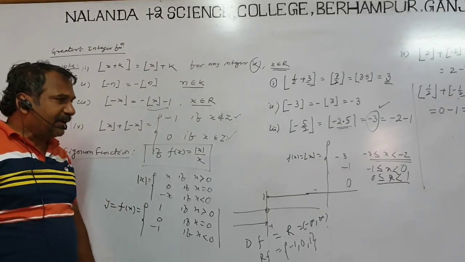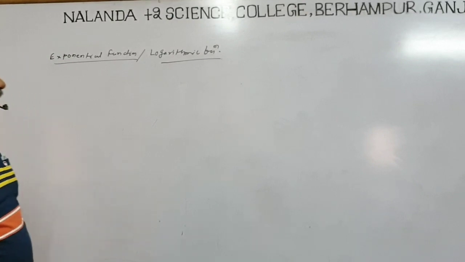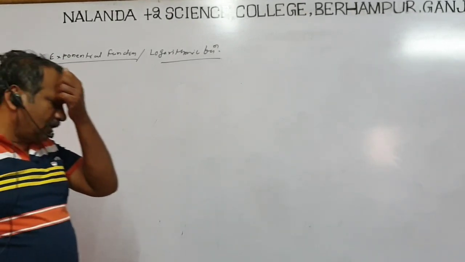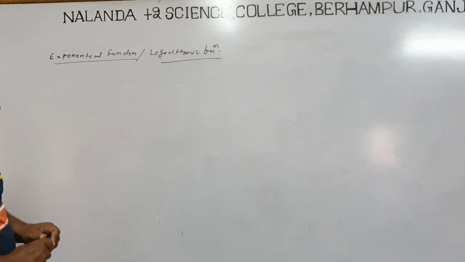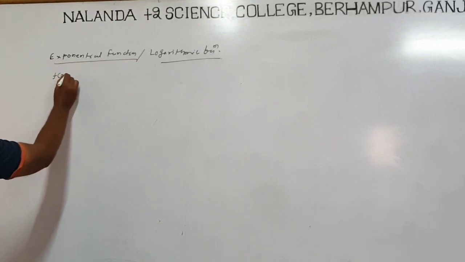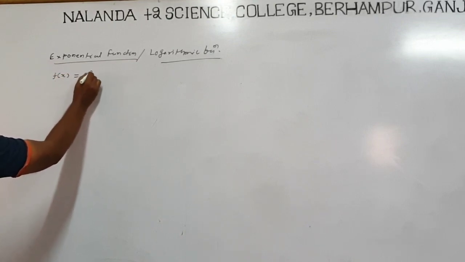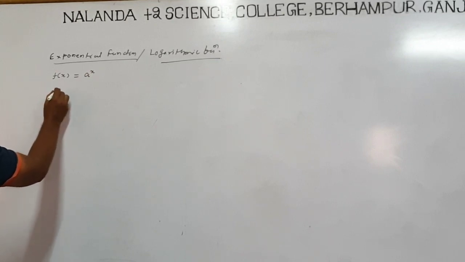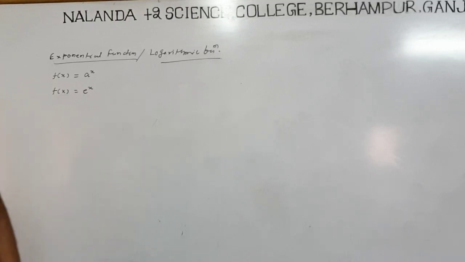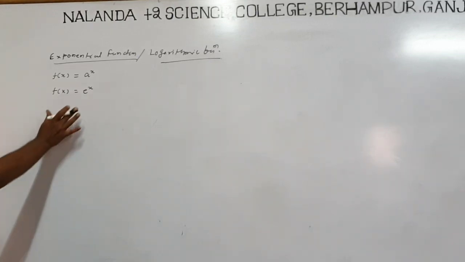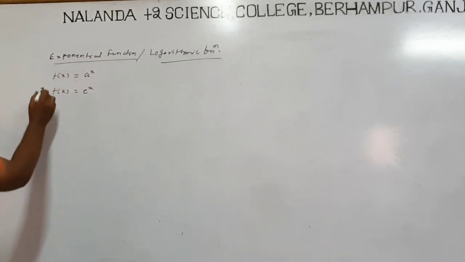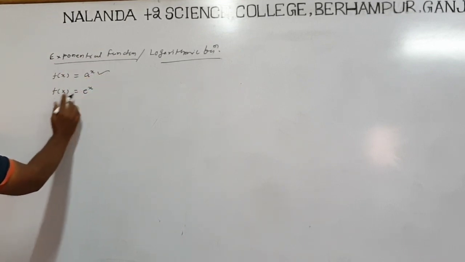Okay. Now next is the exponential function. Draw the graph of the exponential function. Here the exponential function means f of x equals a power x, or you can write f of x equals e power x. This function is called an exponential function if f of x equals a power x and f of x equals e power x.